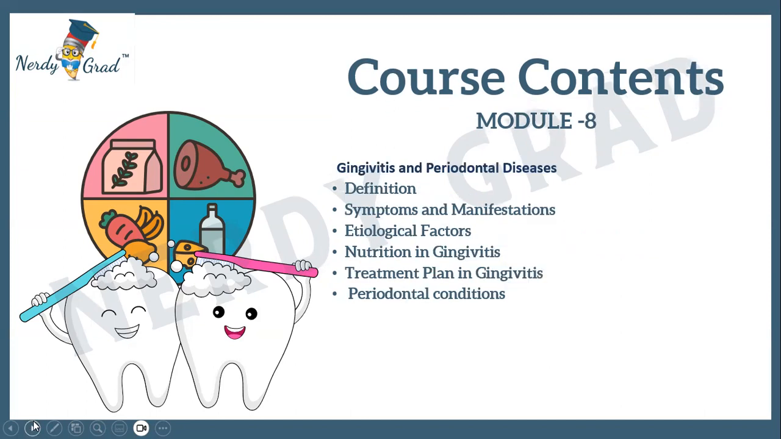Now, this is module 8. Module 8 will talk about gingivitis and periodontal diseases. This will be giving you a definition for gingivitis and periodontal diseases. What are the symptoms of gingivitis and how does it manifest by itself? And what are the etiological factors? So how to maintain good nutrition when somebody is suffering from gingivitis? And what is the treatment plan in gingivitis? And what are the other conditions prevailing? Once somebody gets gingivitis, they'll also be developing other periodontal conditions. So we'll be talking about that in module 8.